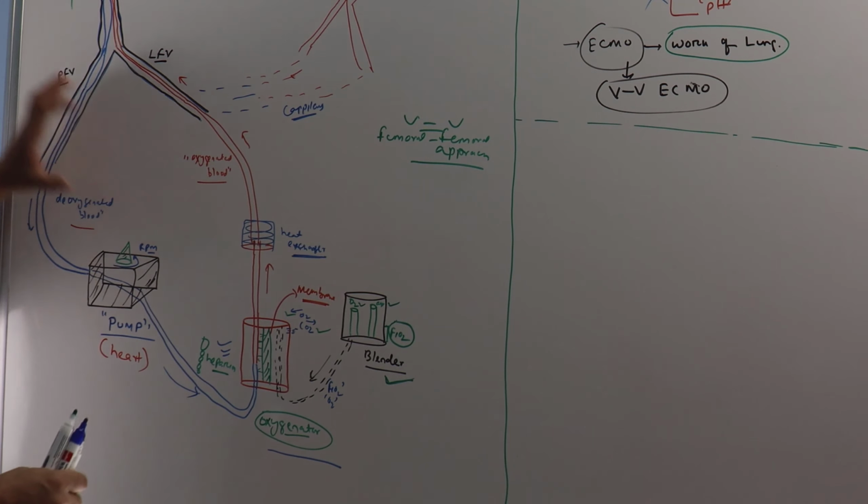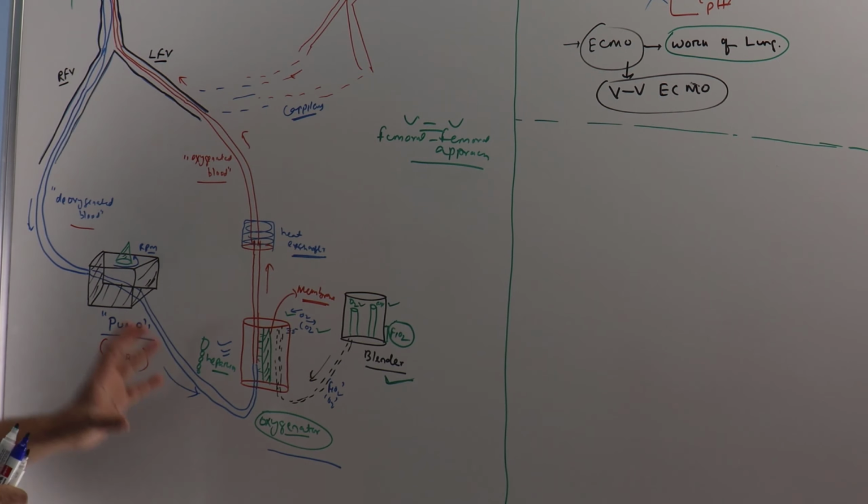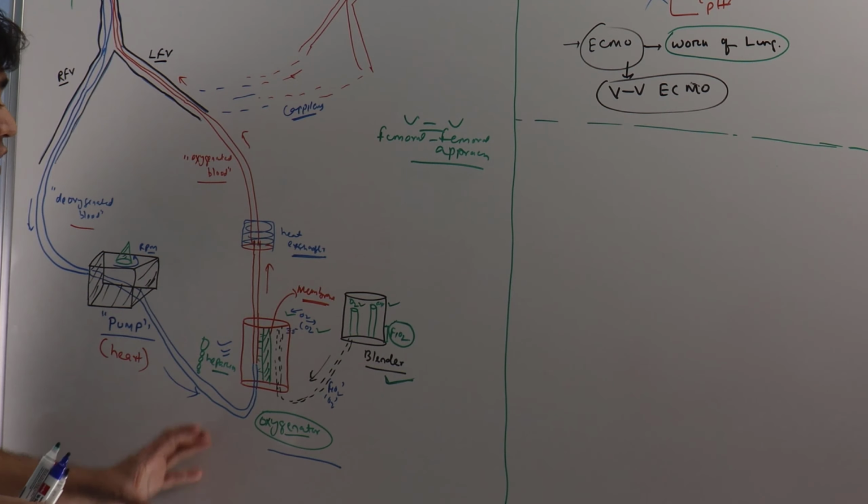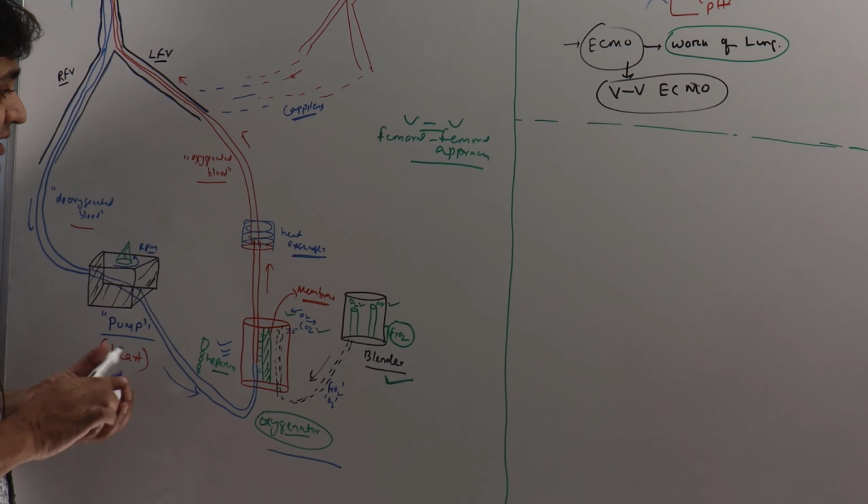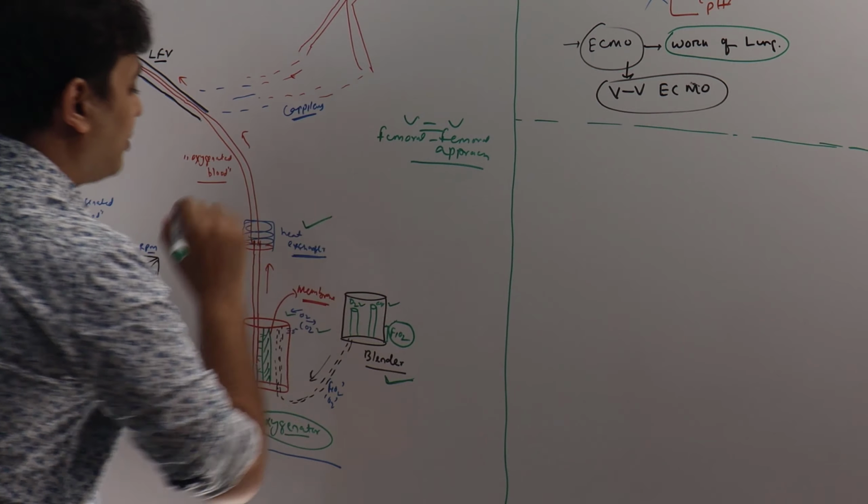At the same time, because the blood is coming outside, it will lose its heat. So we have to use a heat exchanger here before we put the blood again into the body.